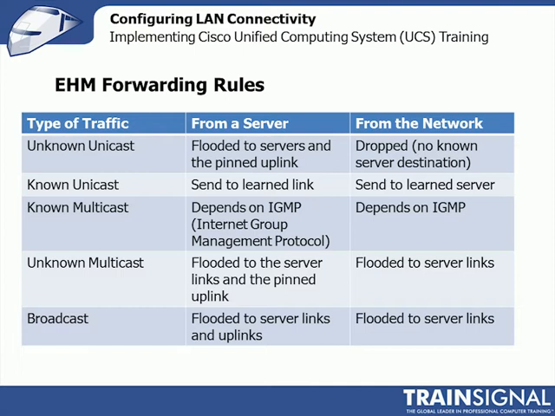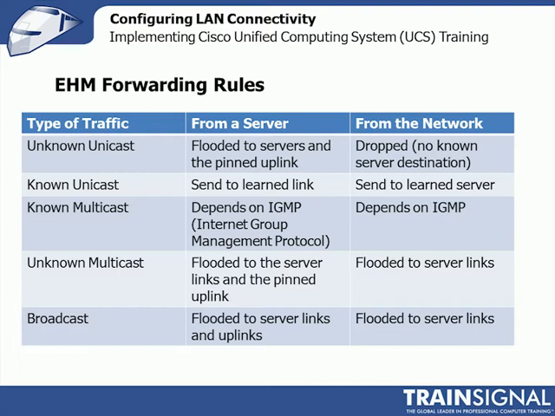If it's known unicast, meaning it's a MAC address I know of from a server, it sends it to the learned link. So if there's a bunch of links up or to another server and I know where it goes, I send it out that way. If I receive a frame from the network and I know the MAC address, that means it belongs to one of my blades or VMs or something behind it, and I'll go ahead and deliver it.